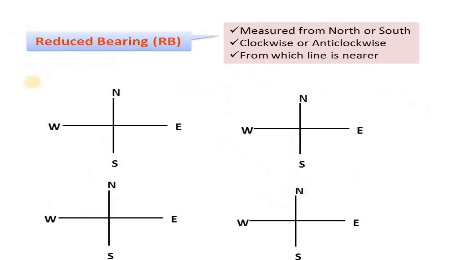Now the second system of bearing measurement, the reduced bearing system. Remember this, in this system you can measure from north or south both, also in clockwise direction and anti-clockwise direction. From which line is nearer?